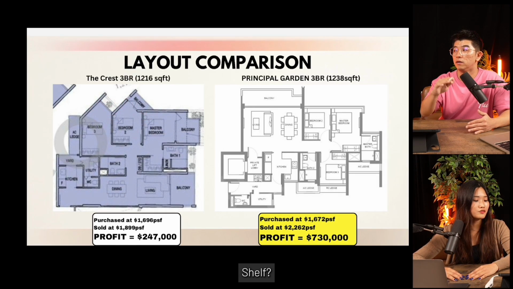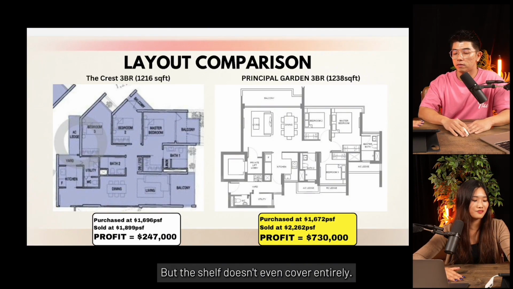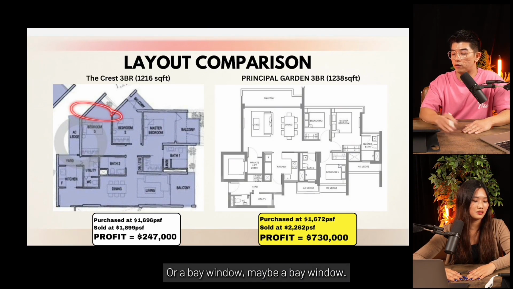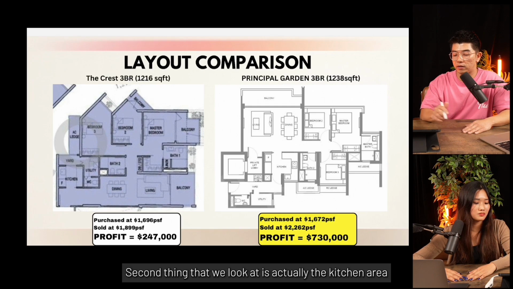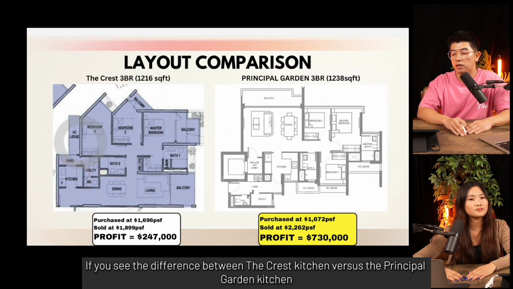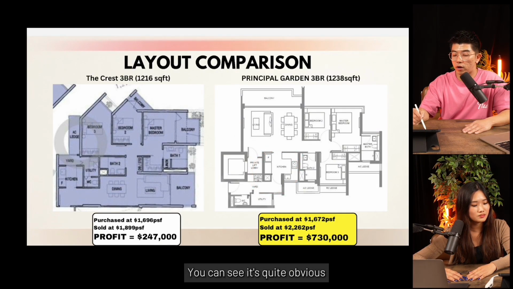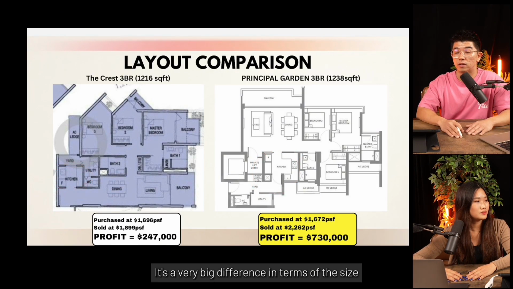Just a shelf? But the shelf doesn't even cover entirely. Or a bay window, maybe a bay window. Bay window. Second thing that we look at is actually the kitchen area. If you see the difference between the Crest kitchen versus the Principal Garden kitchen, you can see it's quite obvious, it's a very big difference in terms of the size.